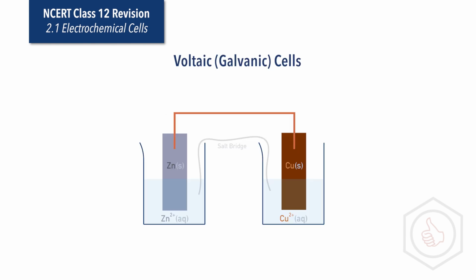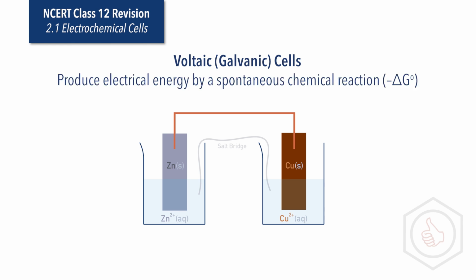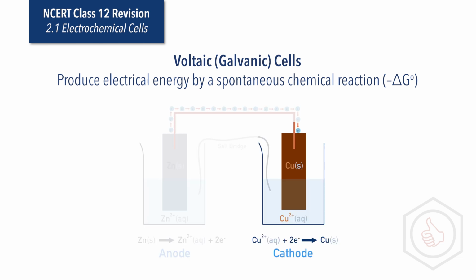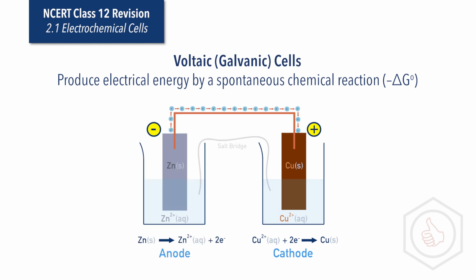Voltaic or galvanic cells produce electrical energy from a redox reaction that happens without any external energy input. A spontaneous chemical reaction, remember, has a Gibbs free energy change of less than 0. Electrons flow through an external wire from the anode to the cathode. The anode, where oxidation occurs, is negatively charged, and the cathode, where reduction occurs, is positively charged. Now we've looked at the basics, let's look at galvanic and voltaic cells in a little bit more detail.